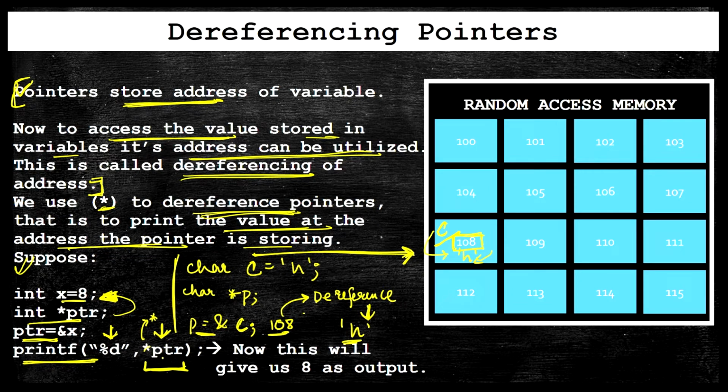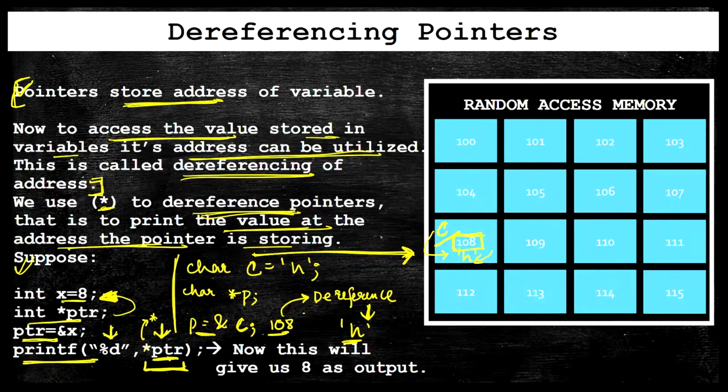So what is this ptr storing? This ptr is storing the address of x, that is this one. And what does x have? If you dereference this *ptr, what will you get? The value of x. What is the value of x? That is 8. That is this one. So this will give 8 as output. Got the thing clearly? This is called dereferencing.